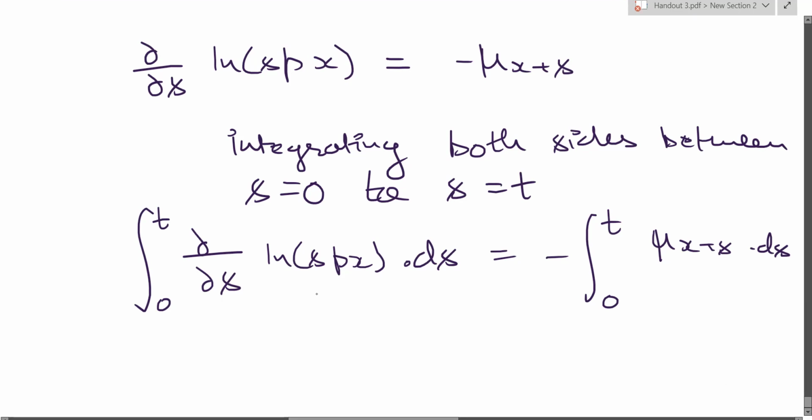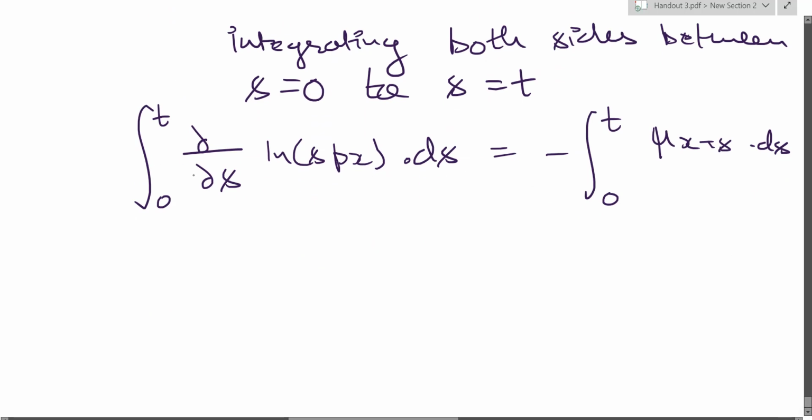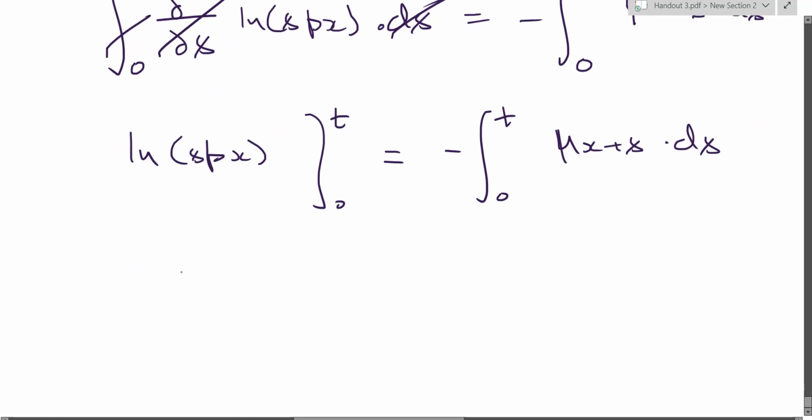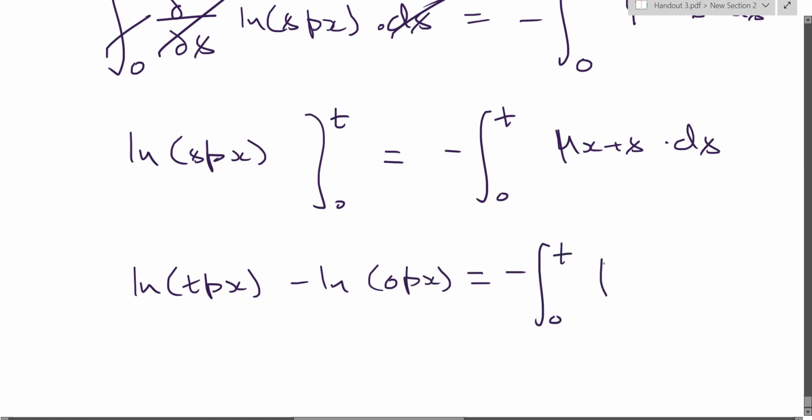Once I do this, on the left hand side you have the derivative and the integral with respect to the same term. So this and this will cancel out and you just need to put in the values. So it would just become log of sPx with limits 0 to t is equal to negative integral from 0 to t of mu x plus s ds. Okay, so this is what you'll have. Now I'll put in these limits. So this will be log of tPx minus log of 0Px is equal to negative integral from 0 to t of mu x plus s ds. Okay, so this is what you have.